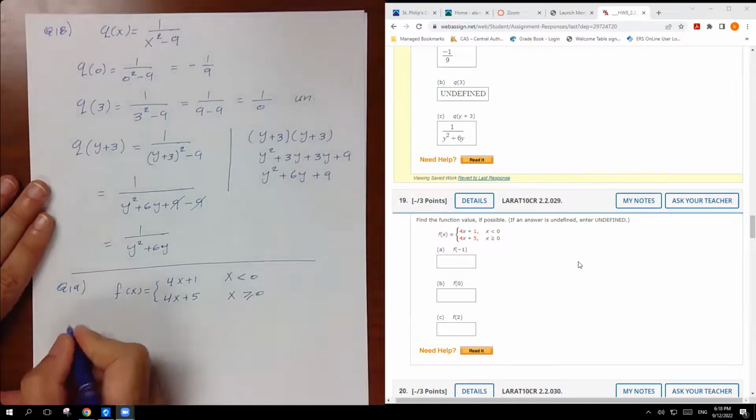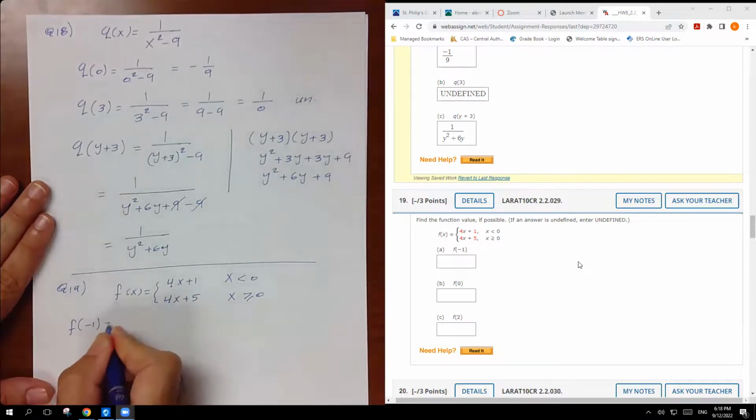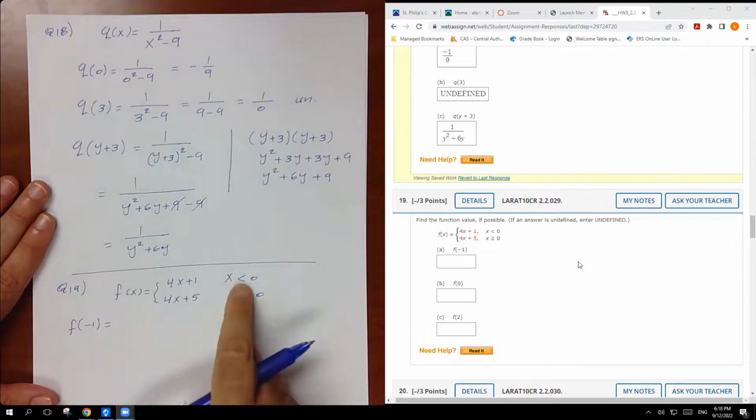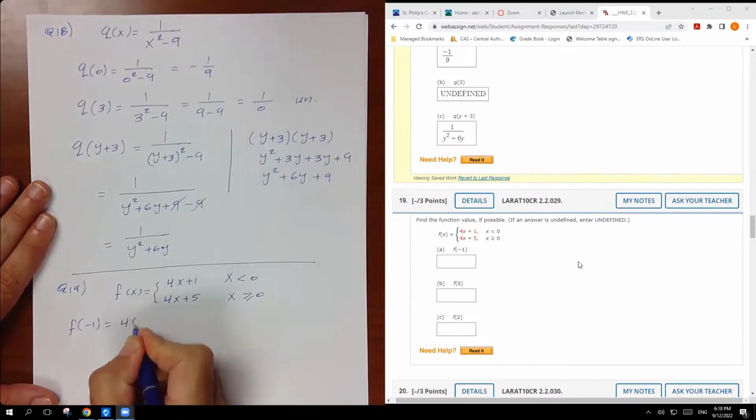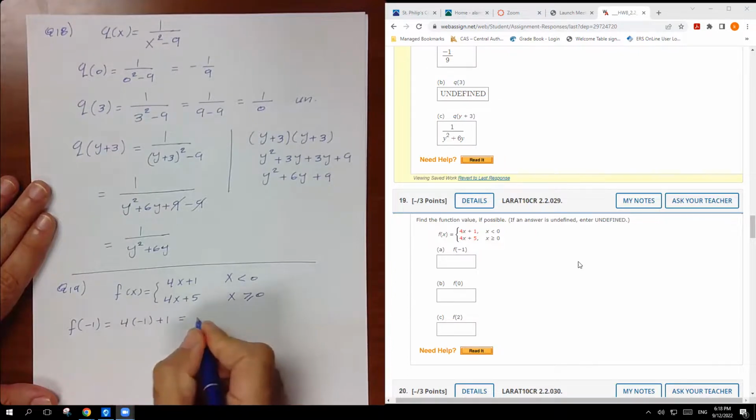They ask you to find f of negative 1. Negative 1 is negative, that means it's in the first piece. So we're going to plug in negative 1 in the first one. 4 times negative 1 plus 1, and it's going to be negative 4 plus 1, which is negative 3.